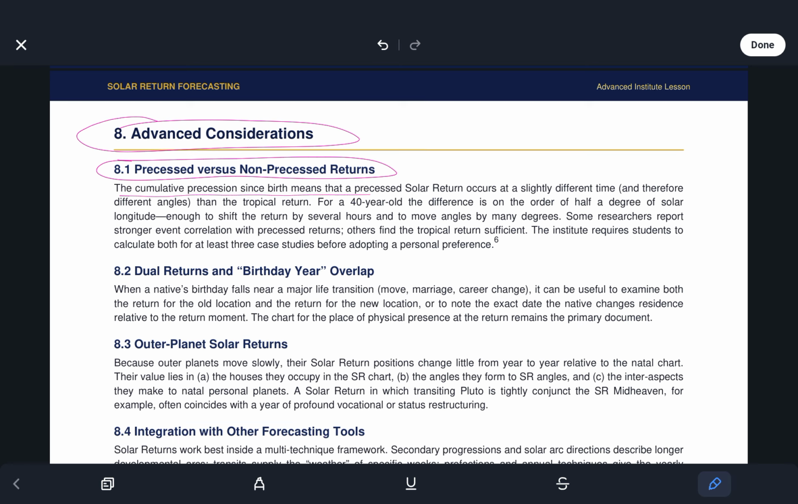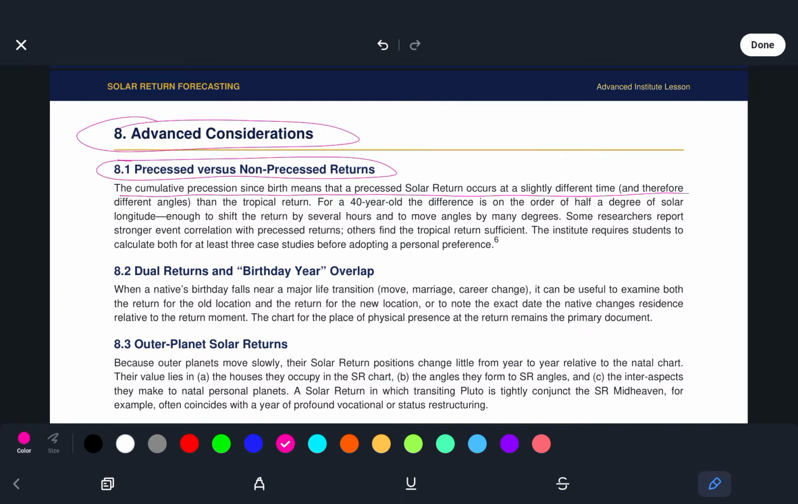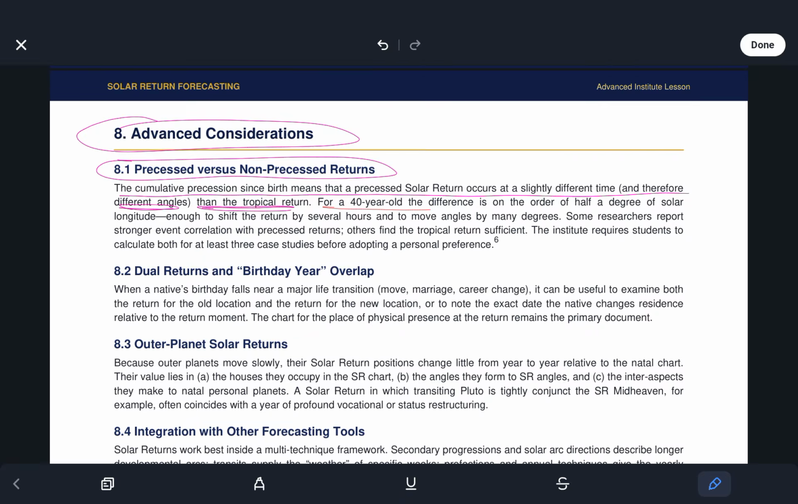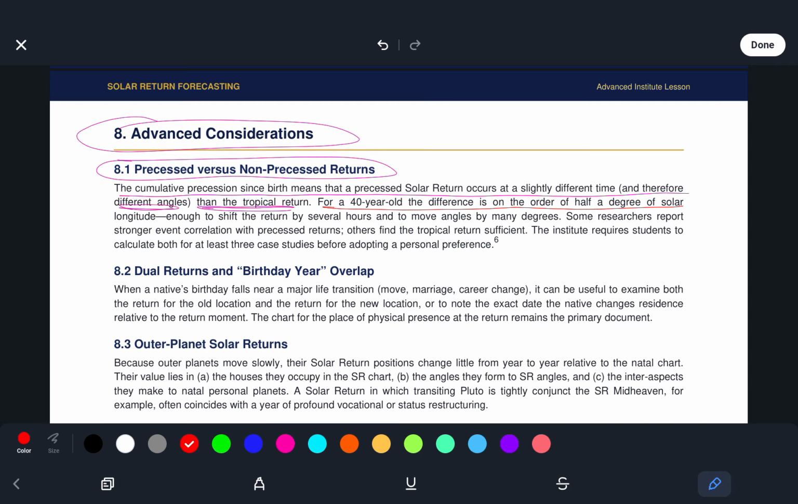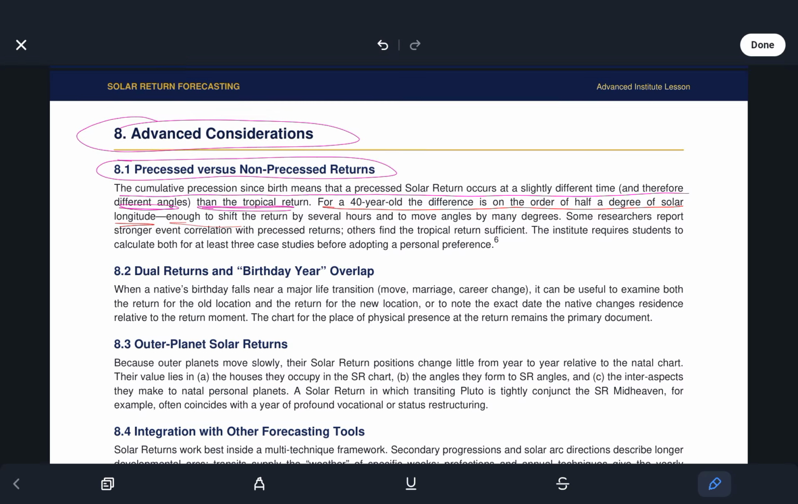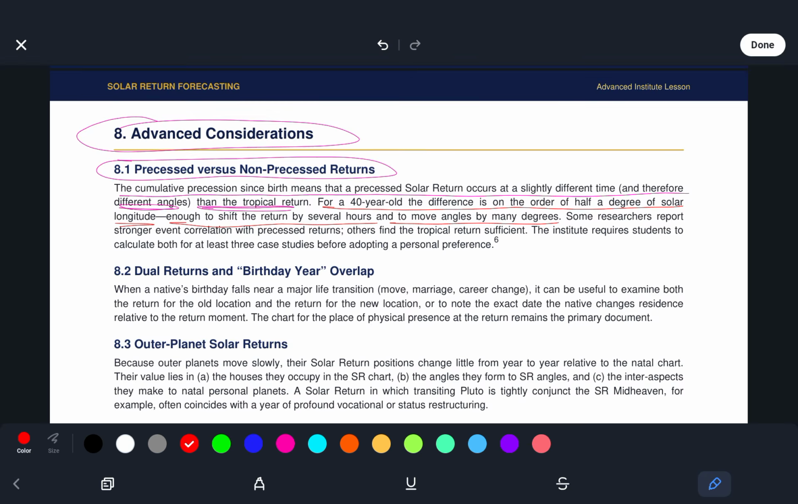Cumulative precession since birth means that a precessed SR occurs at a slightly different time, and therefore with different angles, than the tropical return. For a 40-year-old, the difference is on the order of half a degree of solar longitude, enough to shift the return by several hours and to move angles by many degrees. Some researchers report stronger correlation with precessed returns. Others find the tropical return sufficient. The Institute requires students to calculate both for at least 3 case studies before adopting a personal preference.